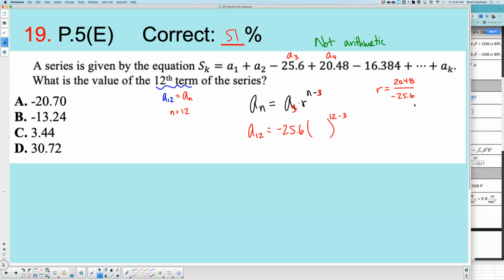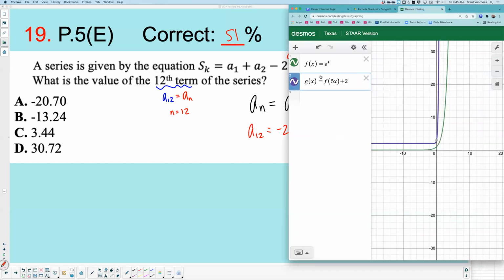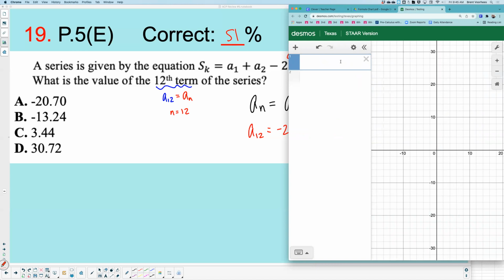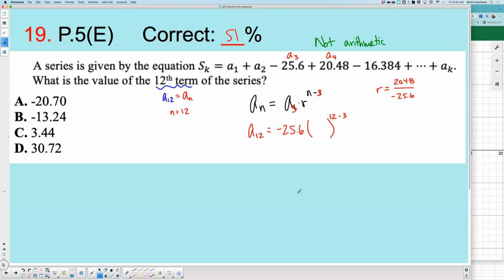So let's go to our calculator and figure out what that is for R. 20.48 divided by negative 25.6 is negative 0.8. If you want it as a fraction, you can press the fraction button. It doesn't matter which way you use this. There's the fraction button over there on the left in blue. So negative 4/5. That's what I'm saying my R is.